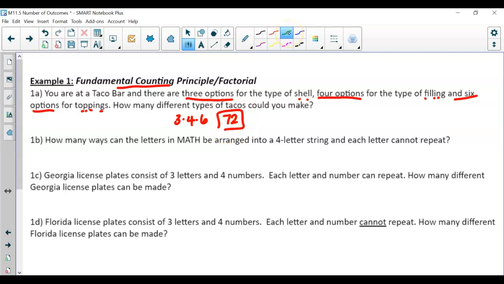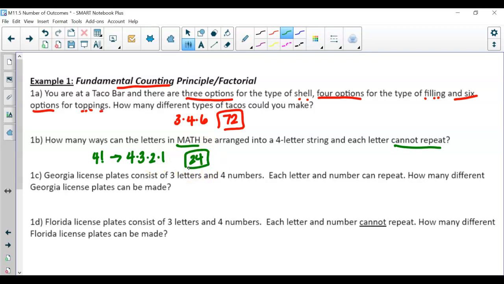Now in 1B, how many ways can the letters in MATH be arranged in a 4-letter string? And letters cannot repeat. So MATH, well, how many different letters are there for the first? There are 4. Then this is a 4 factorial because you have 4, right? But then letters can't repeat. So how many letters are left to choose from for the second letter? 3. How many for the third? 2. How many for the last? There's only 1. So that's why this is your factorial, because the letters cannot repeat. So 4 times 3 times 2 times 1. So there are 24 different ways.